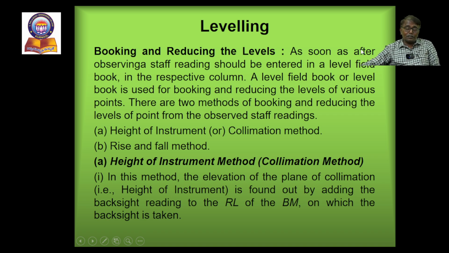Reducing the levels, as soon as after observing a staff reading, should be entered in a level field book in the respective column. A level field book or a level book is used for booking and reducing the levels of various points. There are two methods of booking and reducing the levels of points from the observed staff readings. One is called the height of instrument method or height of collimation method. The second method is the rise and fall method.